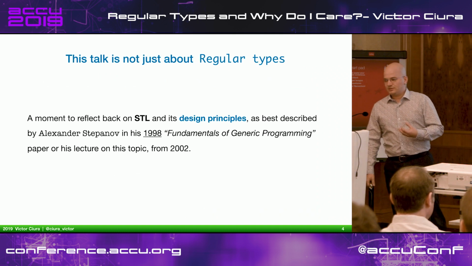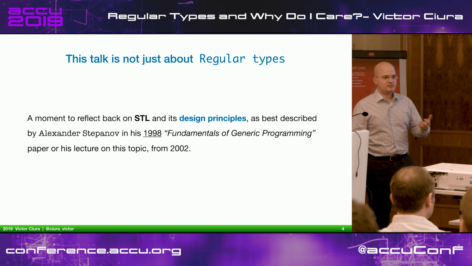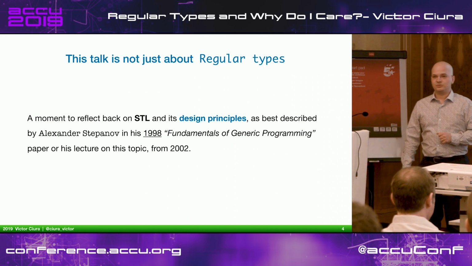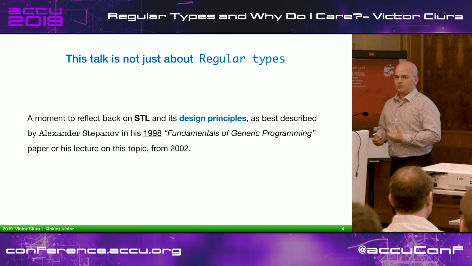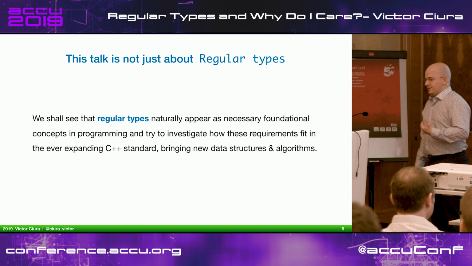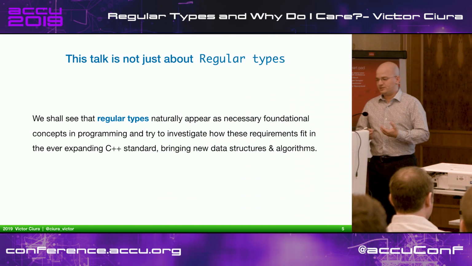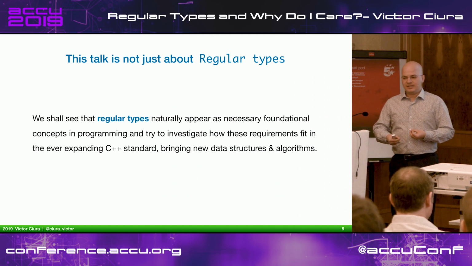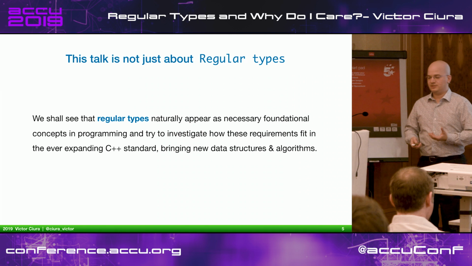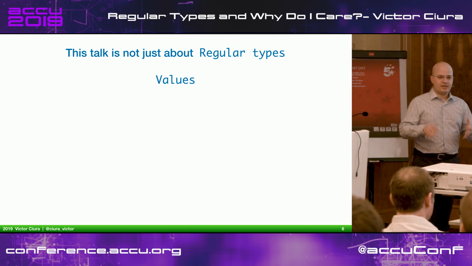So this talk is not just about regular types. It's a moment to reflect on STL and its design principles, as best described in the seminal paper from 20 years ago by Alexander Stepanov, Fundamentals of Generic Programming. So we're going to cover a lot of topics. Of course, we're going to examine what regularity means. We're going to talk about how regular types naturally appear as necessary foundational concepts in programming, and investigate the requirements on using types, defining our own types, defining data structures, working with built-in algorithms, and composing these in our programs. So not just regular types, we're going to spend some time on what values are.